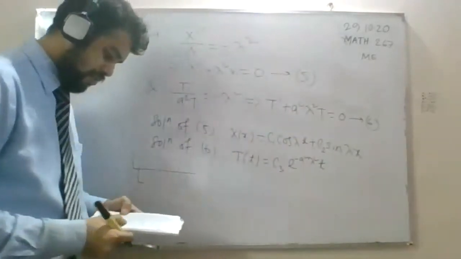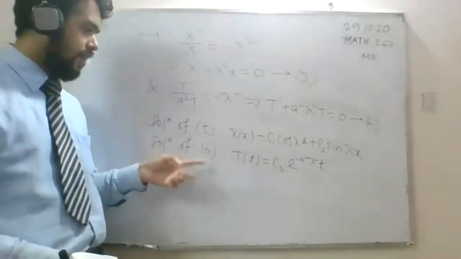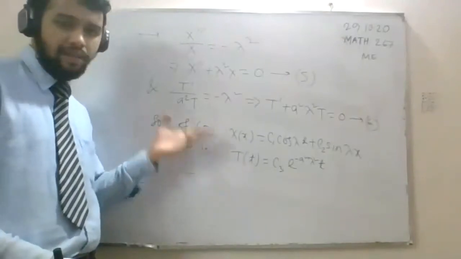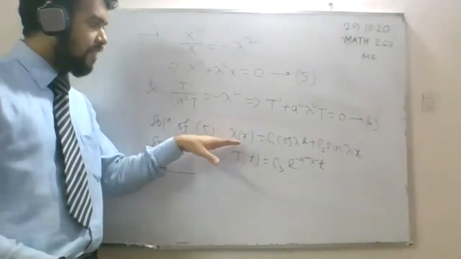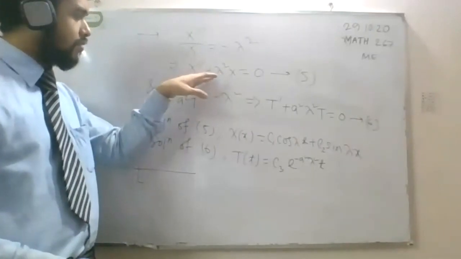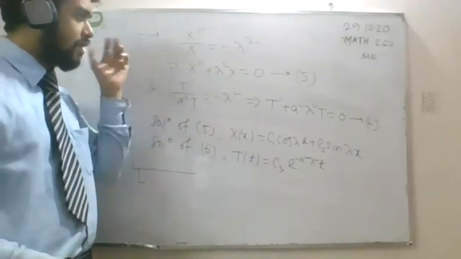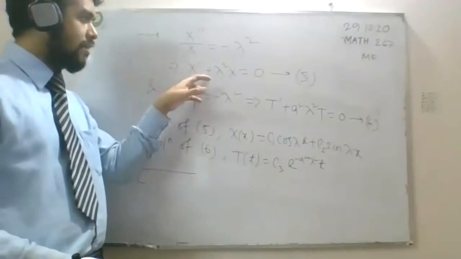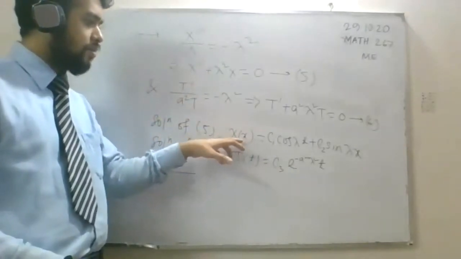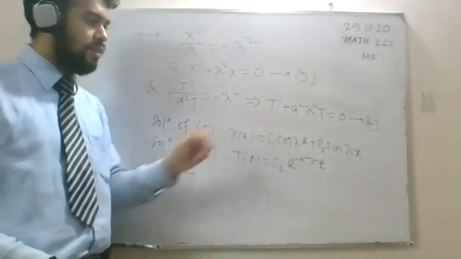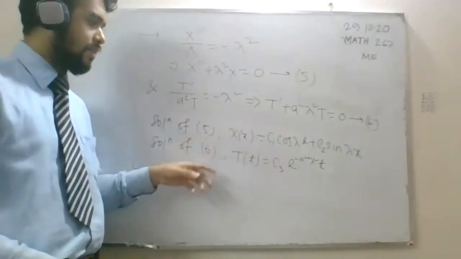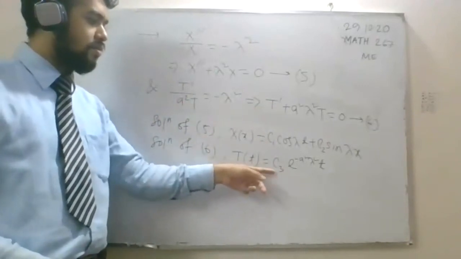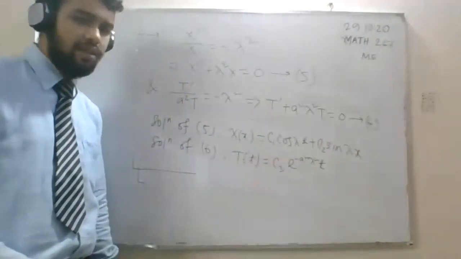Okay. So here is your solution of equation 5 and equation 6. We already discussed these things in our previous class. You can find the solution from here by using the auxiliary equation, n square plus lambda square, and from there you get x equals c1 cos lambda x plus c2 sin lambda x. Also from here you can find the solution t equals c3 e to the power minus a square lambda square t.